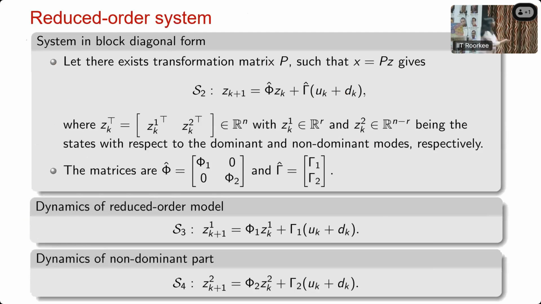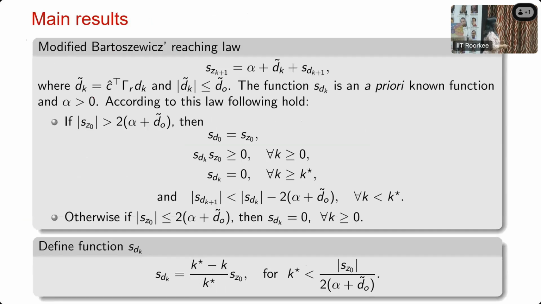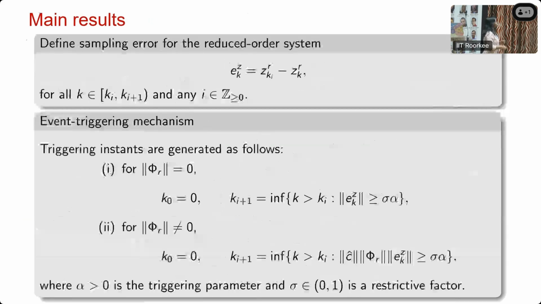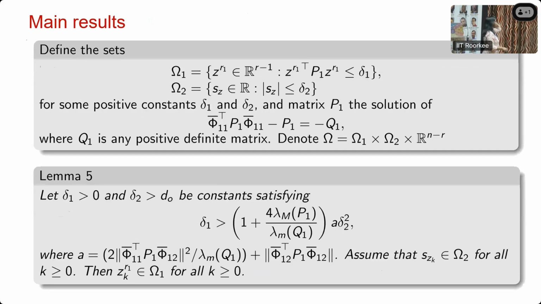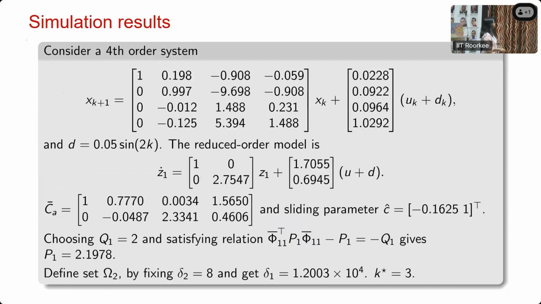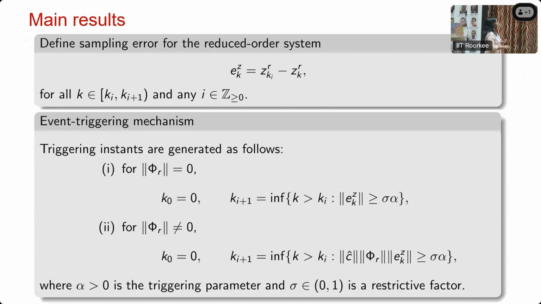So I'll skip this. In the discrete domain, we have used Bartholdi's reaching law for designing the control input, and this is the triggering mechanism we proposed in this case. Here also it depends on the error, which is defined in this manner, very similar. So I'll just skip this part.